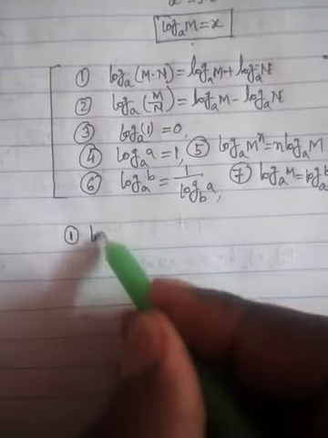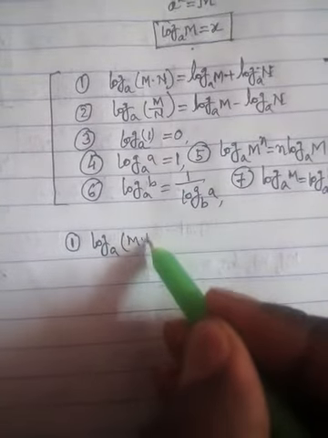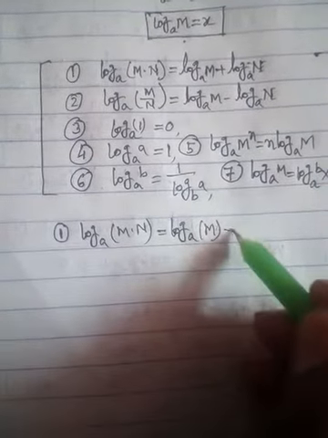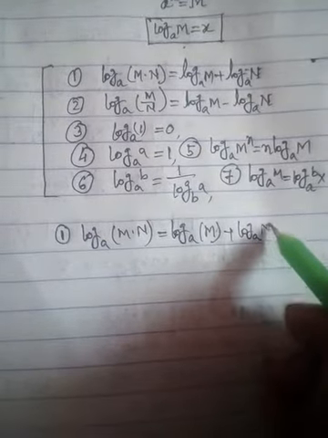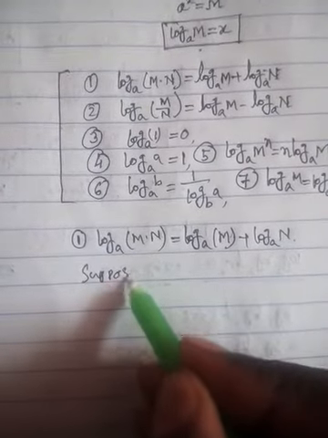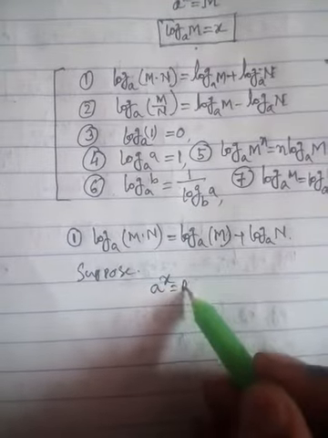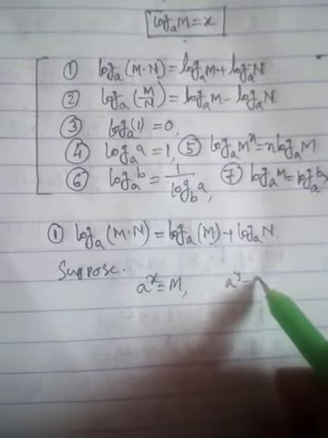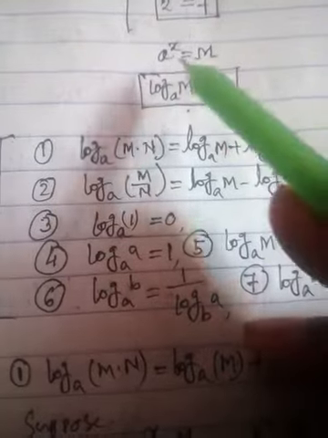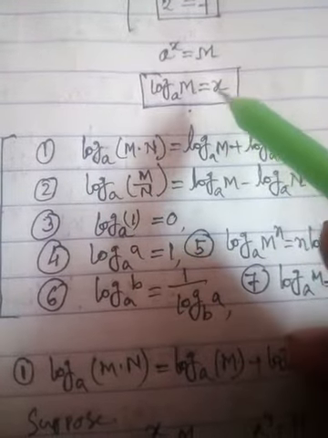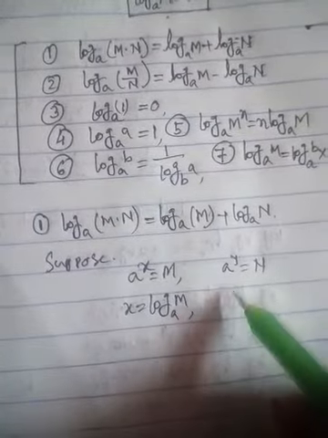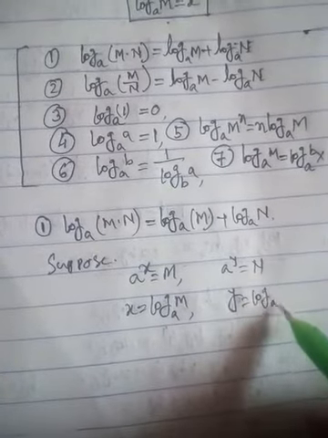First formula, log a of m into n equals log a m plus log a n. How is it coming? Suppose a to the power x equals m, and a to the power y equals n. Now from the definition of logarithm, if a to the power x equals m, then log a m equals x. So x equals log a m, and y equals log a n.